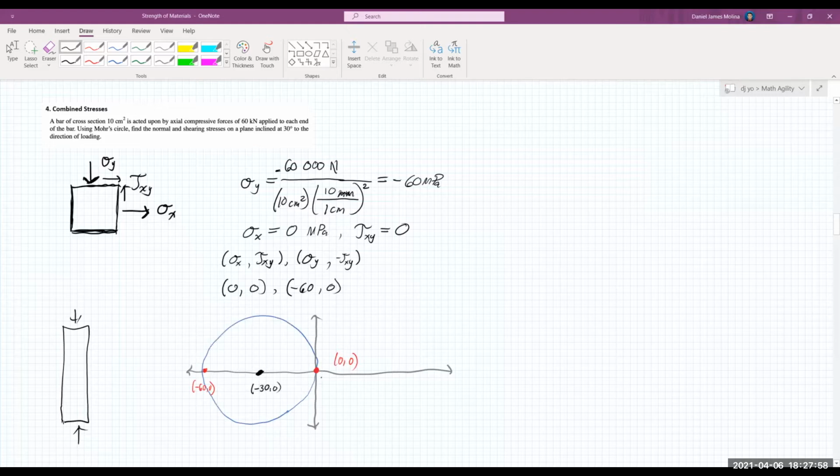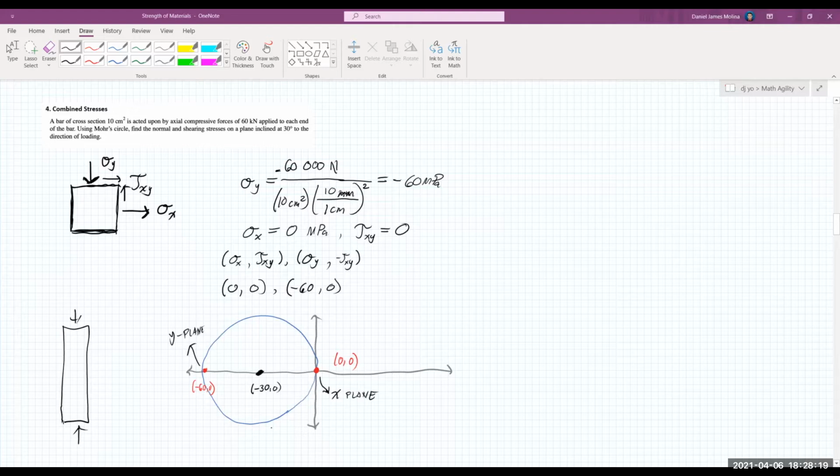And then we can label the endpoints of the diameter. Here, 0, 0 is along the x plane. So this is the x plane. Okay. And then at negative 60, 0, this represents the y plane.